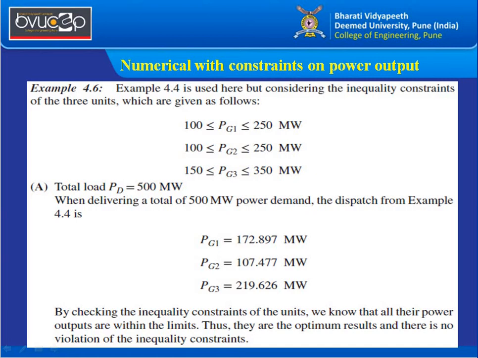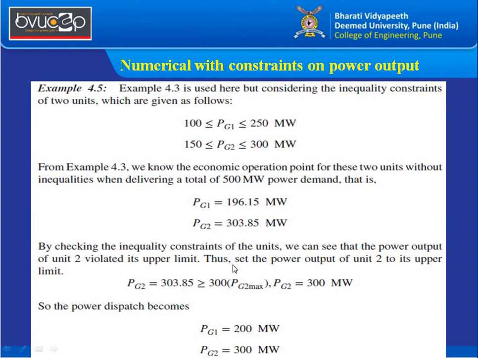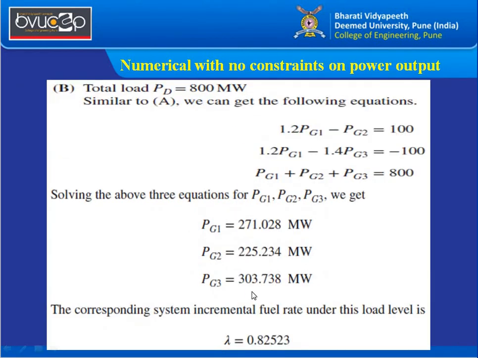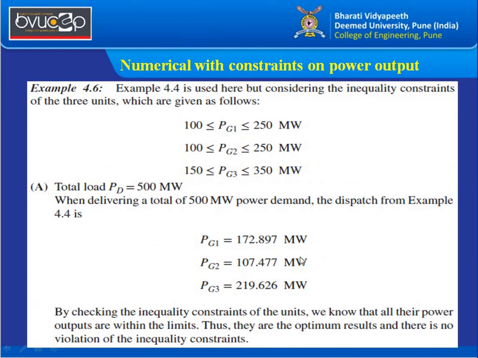Now based on this particular demand, let us consider the first example for 500 megawatt. For 500 megawatt, these are the values which we have calculated from example 4.4. These are the three values that we have considered directly as they are. You can refer to example 4.4 for calculating the values of PG1, PG2, PG3. Now let us go one step further by checking the inequality constraints.